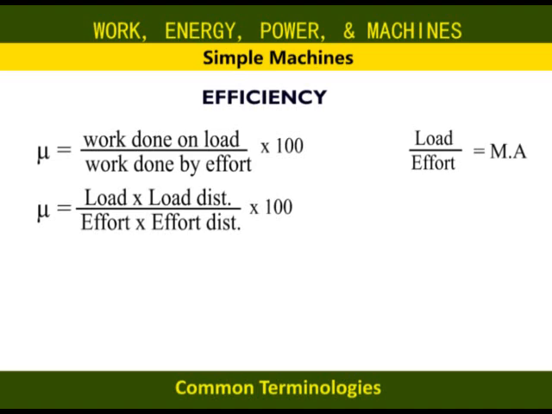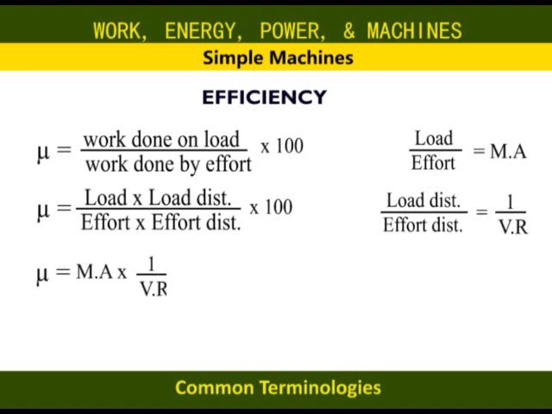Load over effort is equal to mechanical advantage, and effort distance over load distance is equal to velocity ratio, meaning that load distance over effort distance is equal to 1 over velocity ratio. And therefore, efficiency will be equal to mechanical advantage times 1 over velocity ratio times 100, making it mechanical advantage over velocity ratio times 100%.